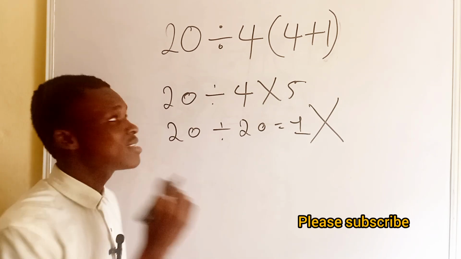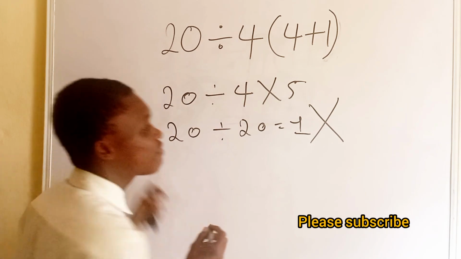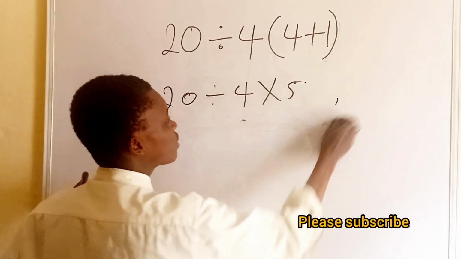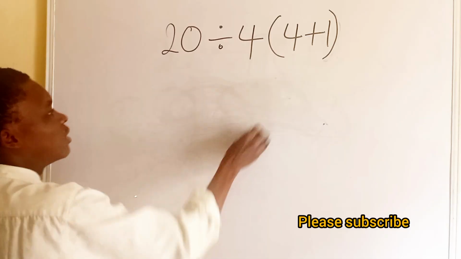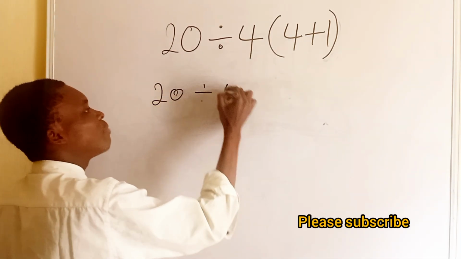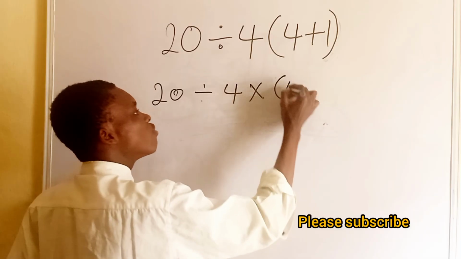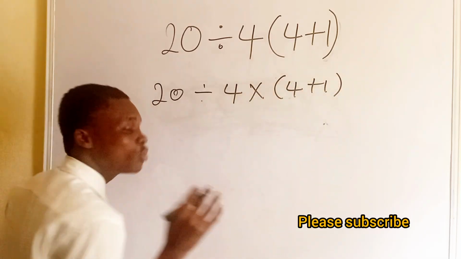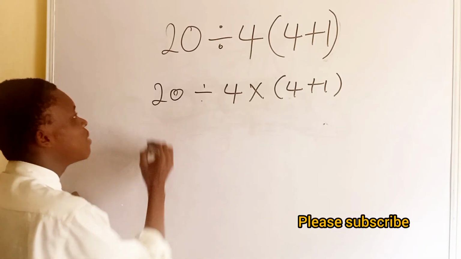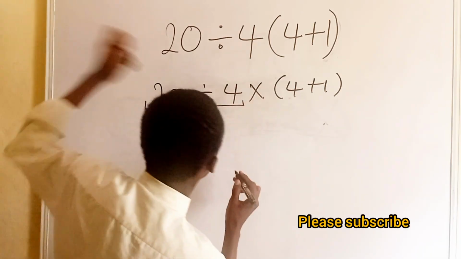It's wrong. Treat these terms separately. Start from the left to the right. All right, let's solve it correctly. The first thing you need to see is that this is 20 divided by 4 times 4 plus 1. You need to see this expression like this before you can solve it. So what next? Pick these two from the left to the right.